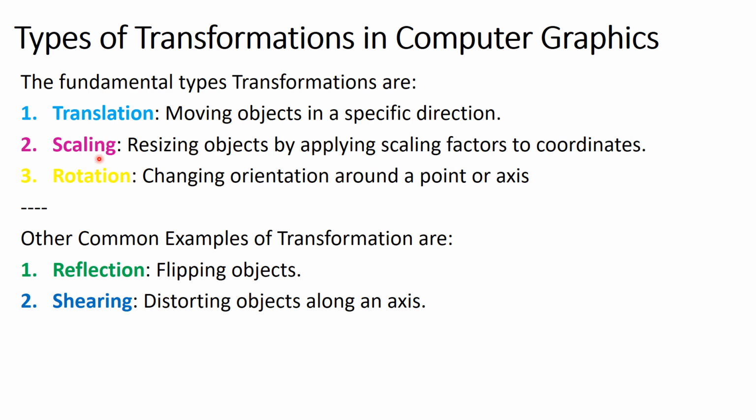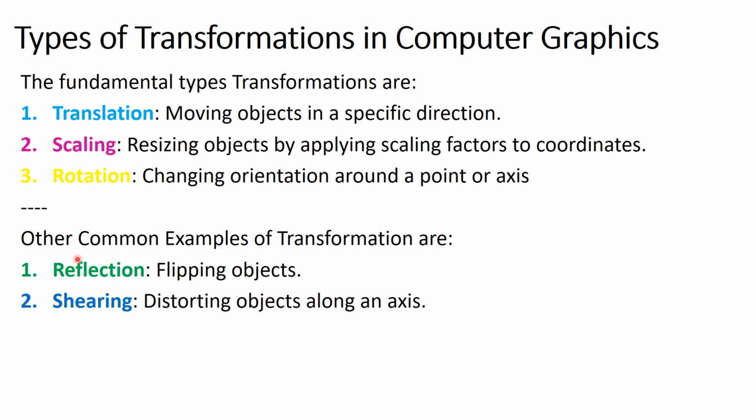Scaling: resizing objects by applying scaling factors to coordinates or vertices of the object. Scaling means resizing, a change in the size of the object's shape. Rotation: changing orientation around a point or axis. The orientation, the direction of the object, changes relative to a certain point or axis.